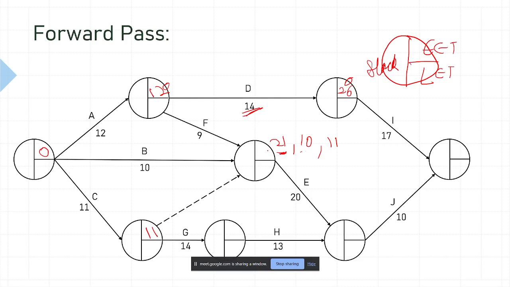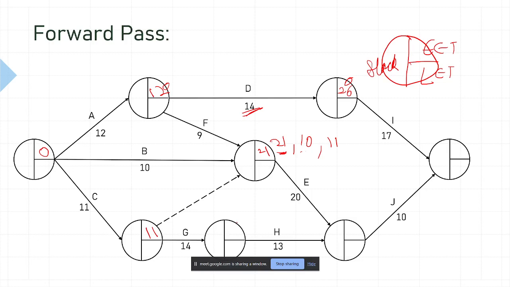Yeah, absolutely. When we talk about earliest event time, it is when the predecessor activities before that event are complete. So for that condition, we take the bigger number. It would be 21 here. Thank you for clarifying it for everyone.